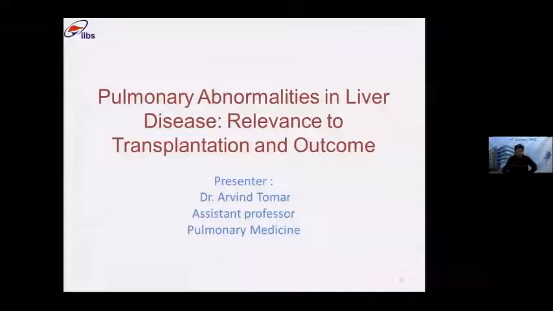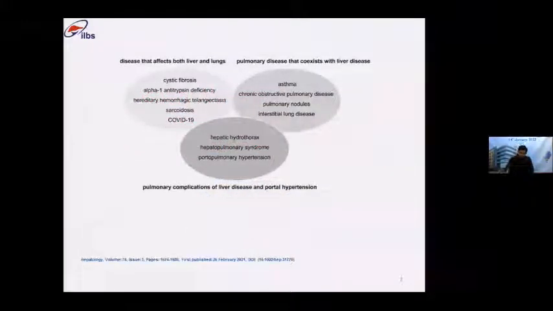My topic of presentation today is pulmonary abnormalities in liver disease and relevance to transplantation and outcome. Let me start with the spectrum of pulmonary disease which we have in cirrhotic or CLD patients. There are three sets of diseases which a cirrhotic patient can have.